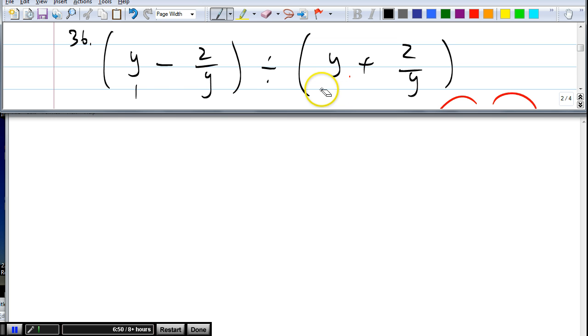It's written this way. y minus 2 over y divided by y plus 2 over y. Now, you have to follow the order of operation, don't you? So you got two parentheses. Patty, what should I do with these? So I got y minus 2 over y. Is there a way to subtract these together?